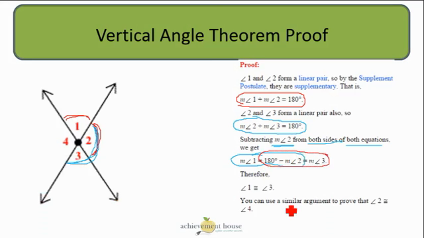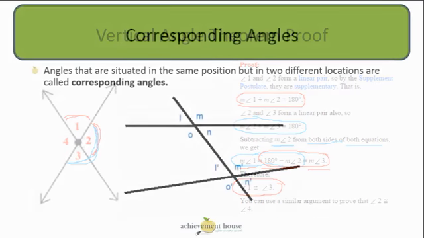And you're going to find that the measure of angle 3 also equals 180 degrees minus the measure of angle 2. So by the transitive property, if the measure of angle 1 is equal to the same thing that the measure of angle 3 is equal to, we can conclude that angle 1 is congruent to angle 3, those two vertical angles. And you could make the same argument in the same way for angles 4 and 2 being congruent as well. So that's how we know that the vertical angle theorem is true.